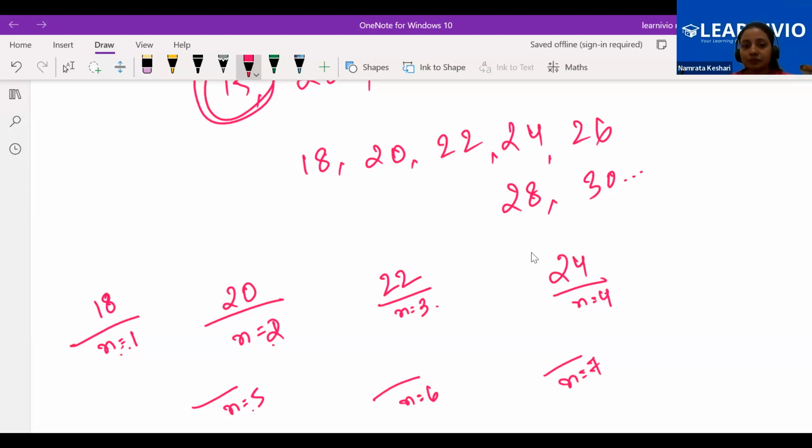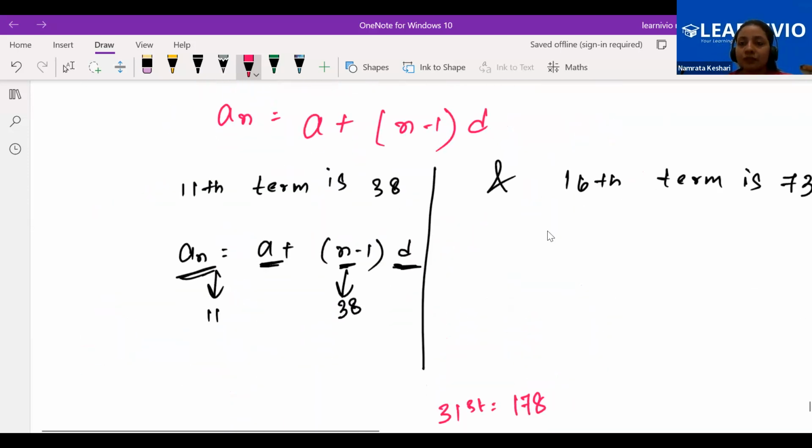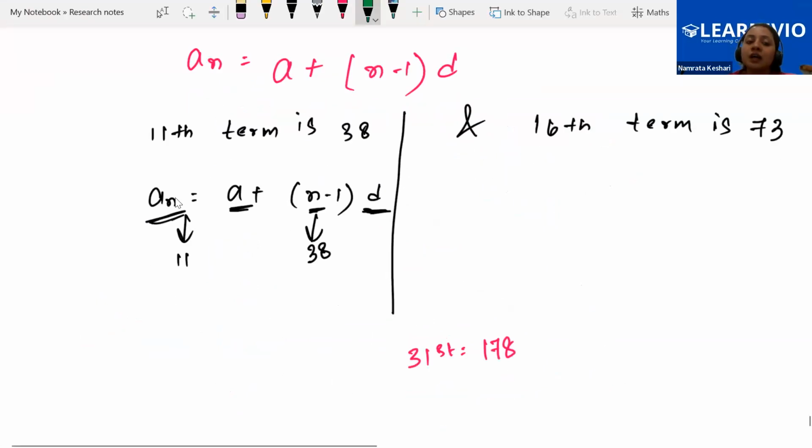Ma'am, I got 178. Yeah, let's check it quickly. So if you have understood, Calvin, let's do it.